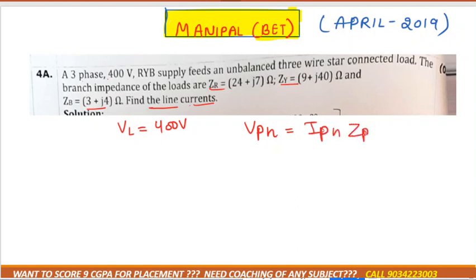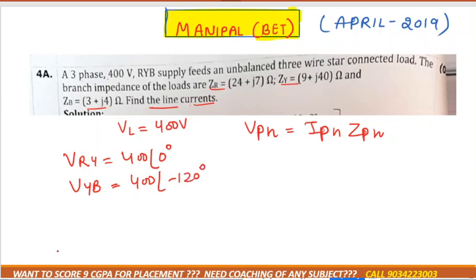We have the formula VPH is equal to IPH into ZPH, right? So VRY is equal to how much? 400 angle 0 degree. VYB is how much? 400 angle minus 120 degree. And VBR is how much? 400 angle minus 240 degree. Correct? So VRY is the line voltage, but we need the phase voltage, right?